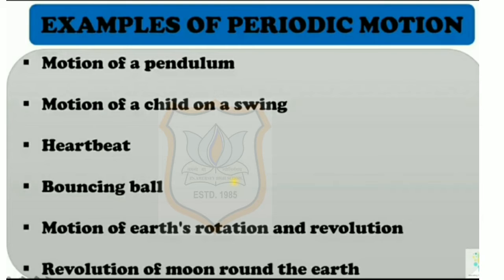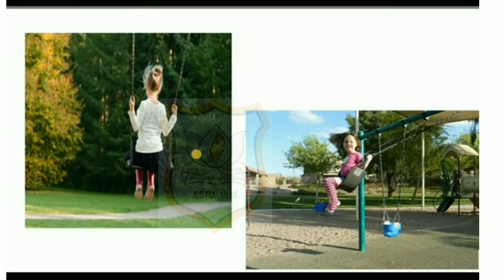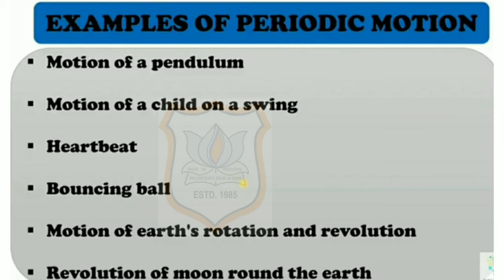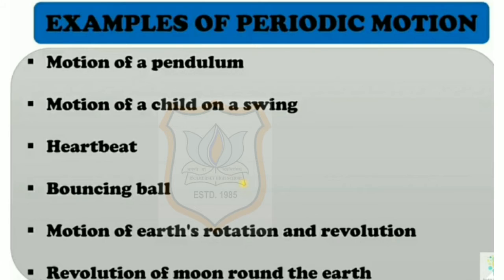Motion of a child on a swing. You can see in the slide how the child moves on a swing. Heartbeat, bouncing ball, motion of Earth's rotation and revolution. You can see in the slide bouncing ball, it moves up and down. Revolution of moon round the earth. So, in some cases, an object repeats its motion after some time. This type of motion is called periodic motion.